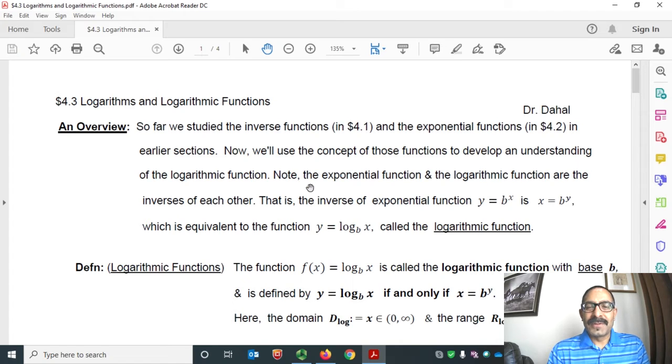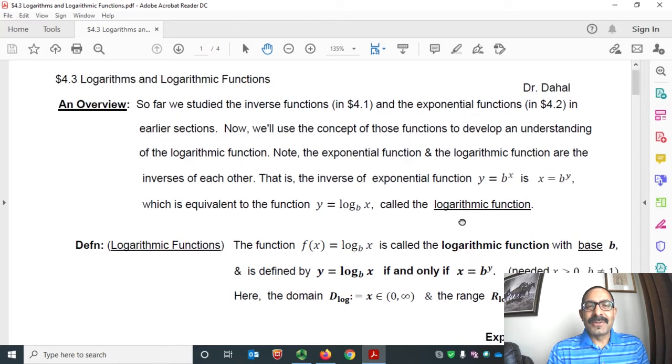Note, the exponential functions and the logarithmic functions are inverses of each other. That is, the inverse of the exponential function y equals b raised to the power x is x equals b raised to the power y, which is then equivalent to the function y equals log x with the base b, and we call these functions the logarithmic functions. So let's start with the definitions.